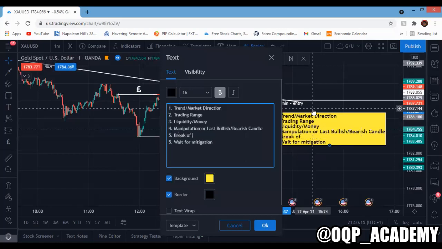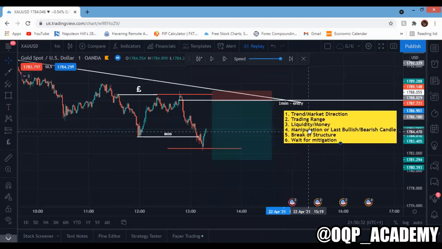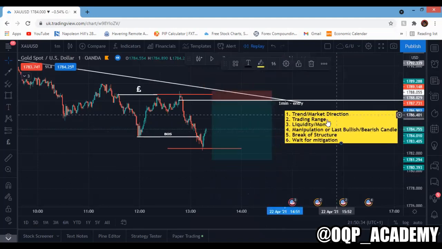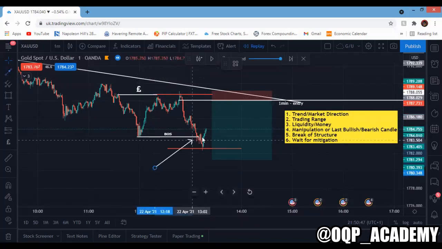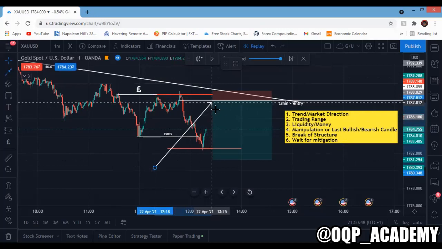Break of structure. I've been emphasizing it and I didn't even have it written down yet. It is probably one of the most important, but at least you guys know now, right? Break of structure, super duper important, right? So to go over again: market trend direction, trading range, liquidity, manipulation, which is swiping that liquidity. And what we want is a break of structure continuing to the downside. And then after that we're just waiting for price to come back into our zone and continue going down.